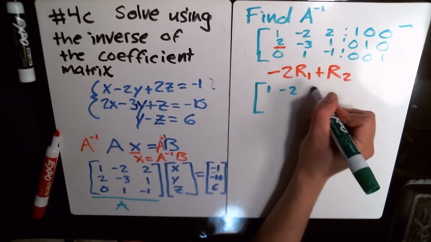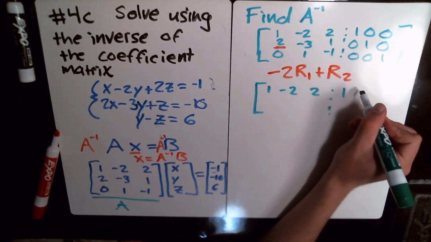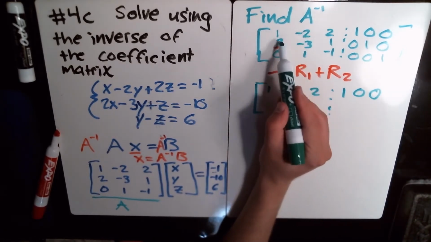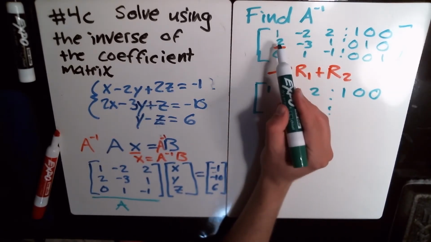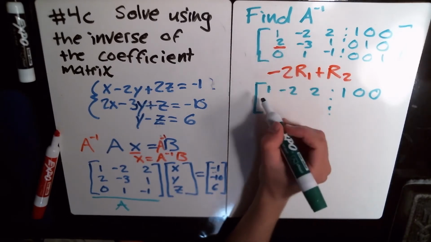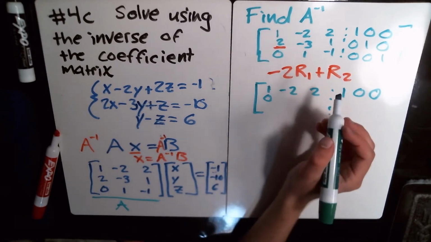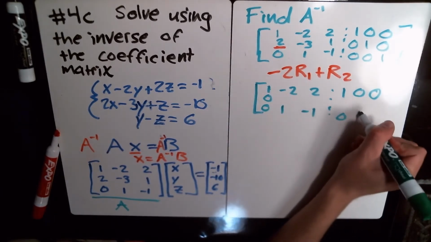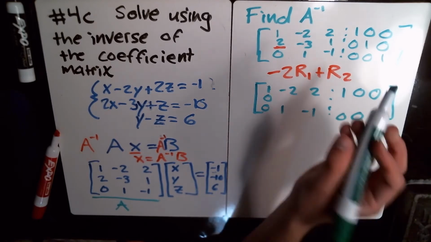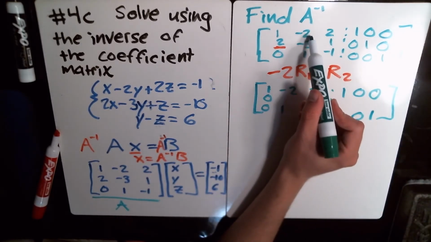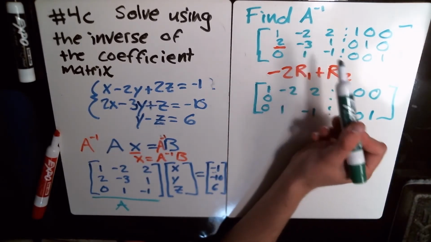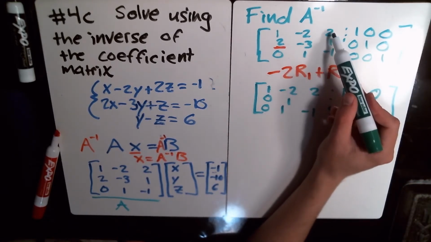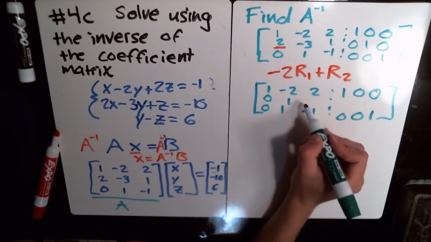1, -2, 2, 1, 0, 0, okay? So -2 times this row: -2 times 1 is -2 plus 2 is 0, okay? This third row isn't changing either, so I'll just copy it down real fast. Okay, -2 times -2 is 4, plus -3 is 1. Okay, -2 times 2 is -4, plus 1 is -3.